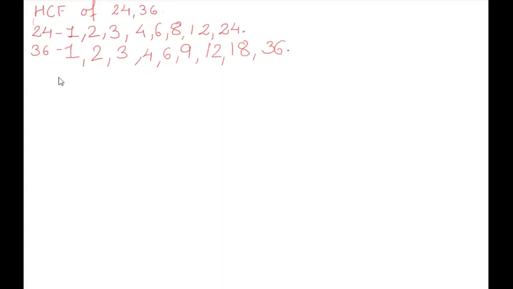Now, we will write the common factors among both of them. See here? Common factors. Now, just look, I'll underline. 1 is common in both of them. So, we'll write 1. 2 is common. So, we'll write 2. 3 is common. So, we'll write 3. Yes or no? Next, which number? 4, 6. Yes or no? So, I'll underline those factors.